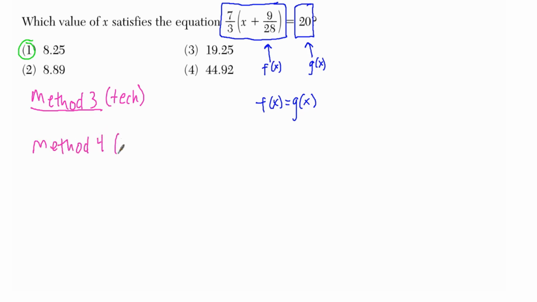All right, and method number 4, which we're also going to call a check method. This is your cheap method, and this one only works when you have multiple choice.